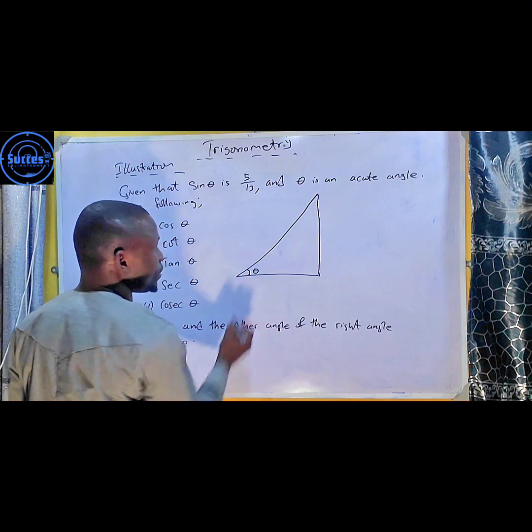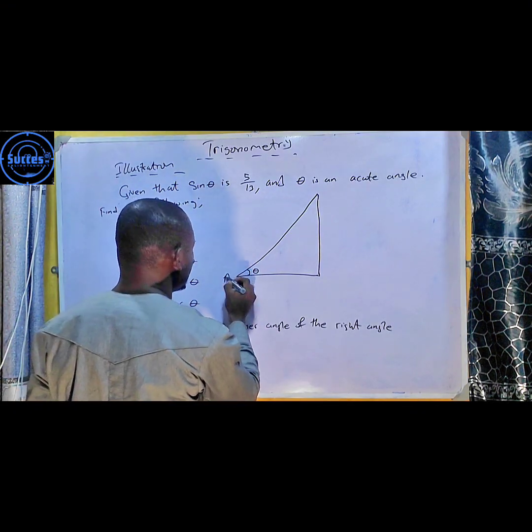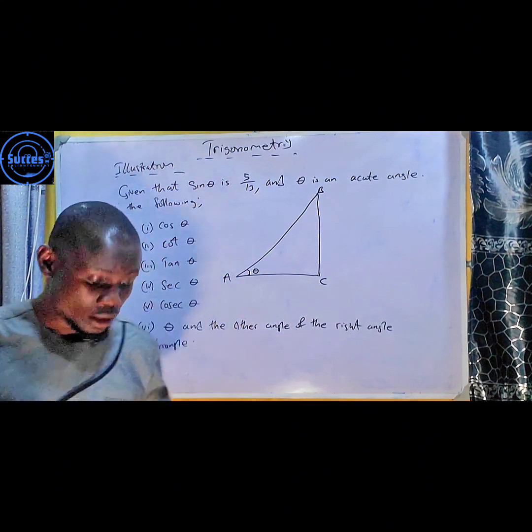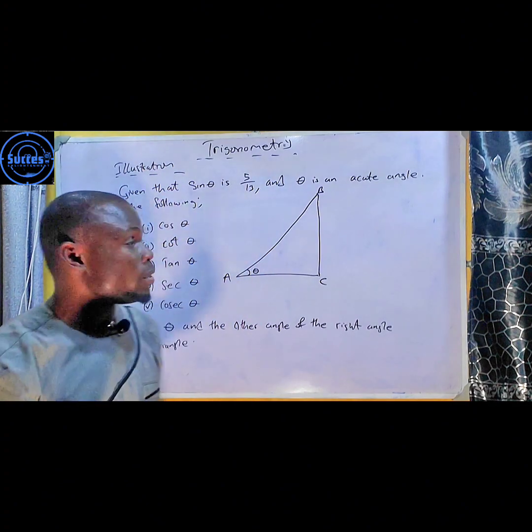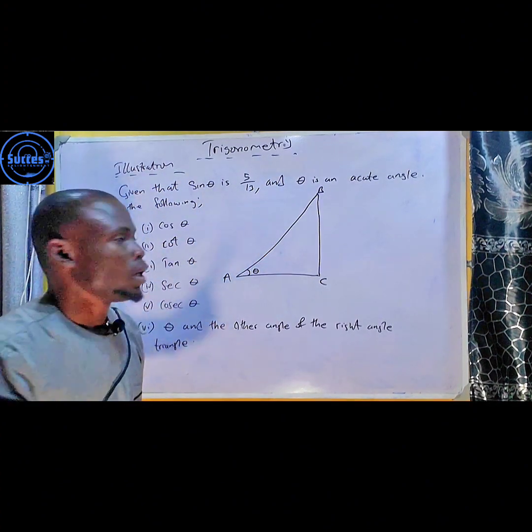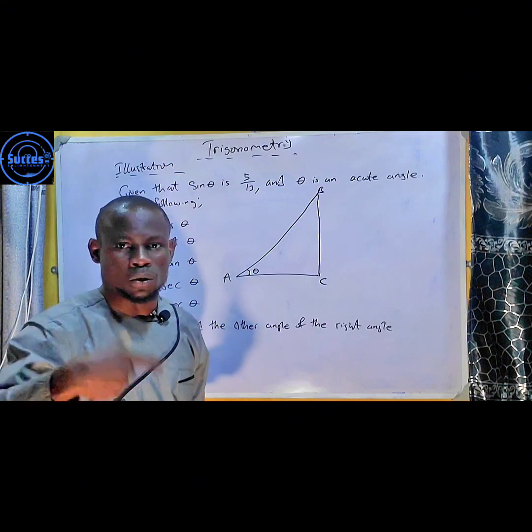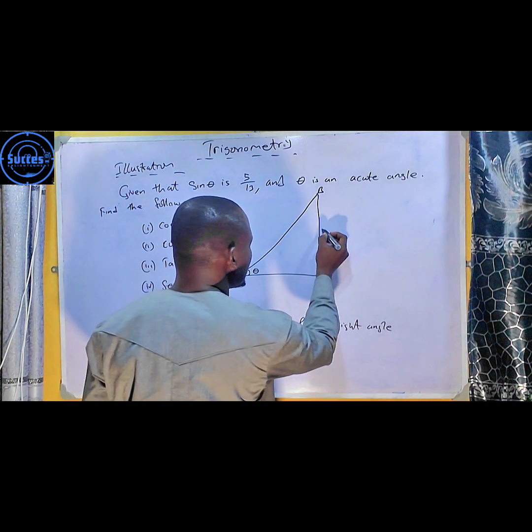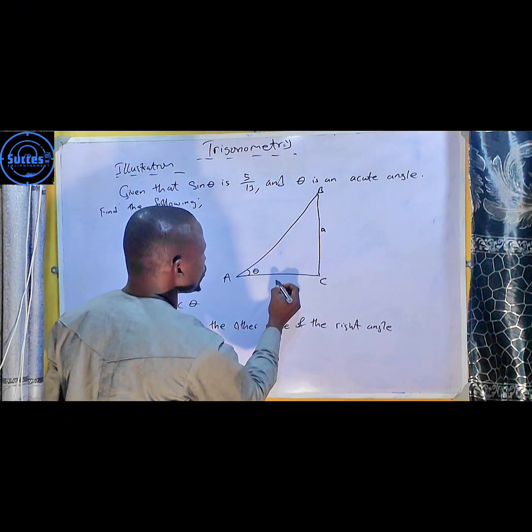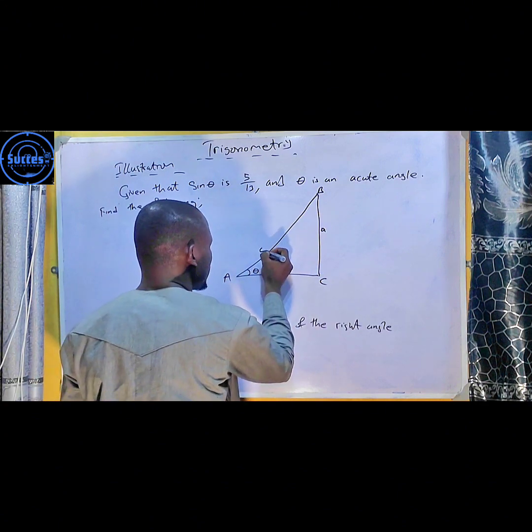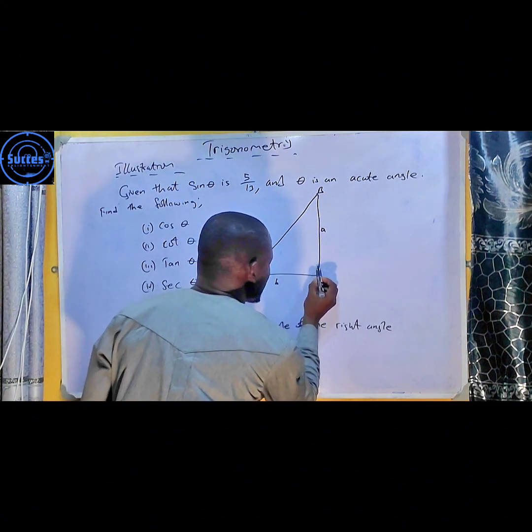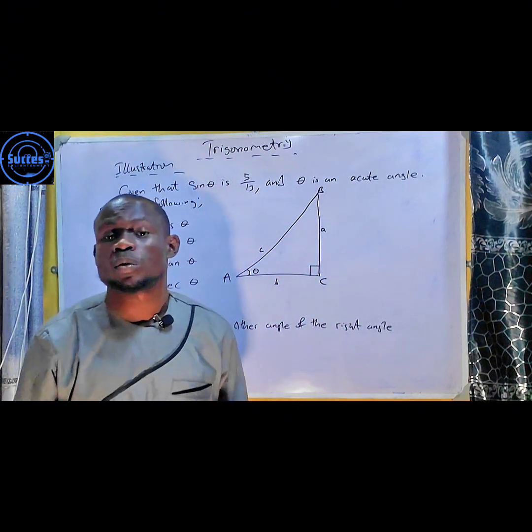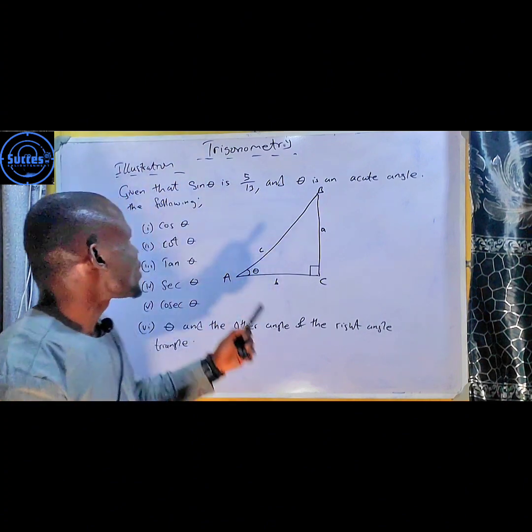If this is my theta, let me label this A, B, and C. Don't forget, as I always said, with triangles you have to label the apex in capital letters, the angle in capital letters. Here we use theta because we are solving for an unknown. You either use alpha or theta. The opposite side of A will be small letter a, the opposite side of B will be small letter b, and the opposite side of C will be small letter c. Don't forget, this is 90 degrees. It's a right angle triangle, which means one of the angles has to be 90 degrees. Now we said we are given sine theta.